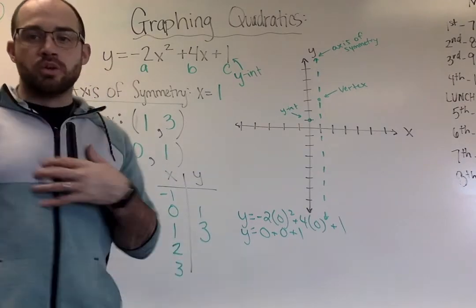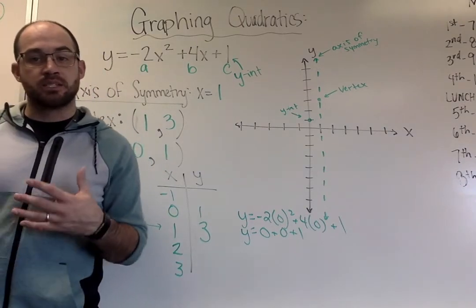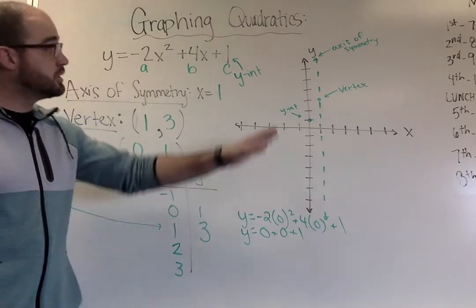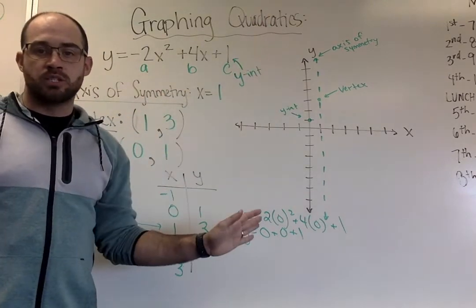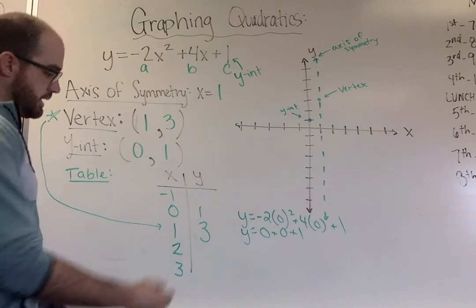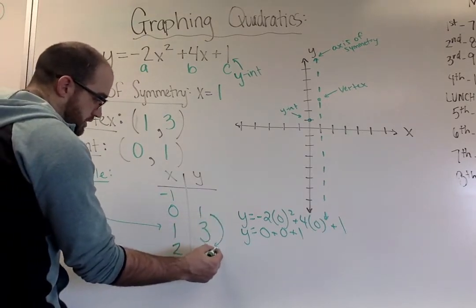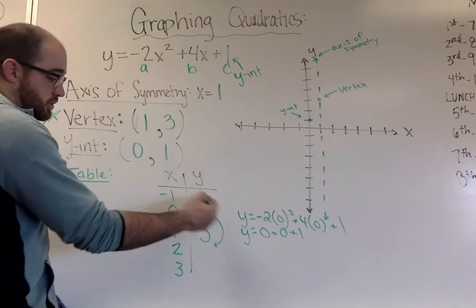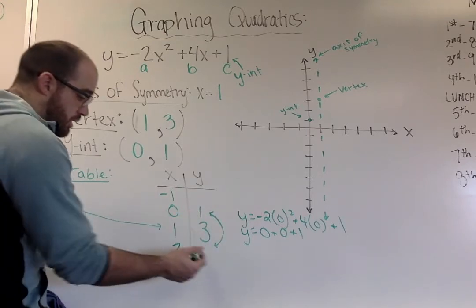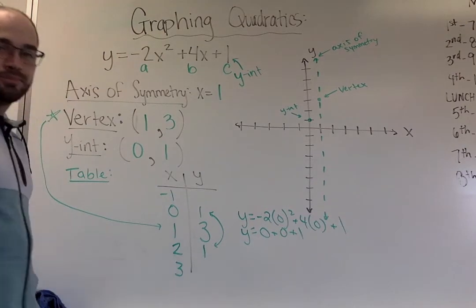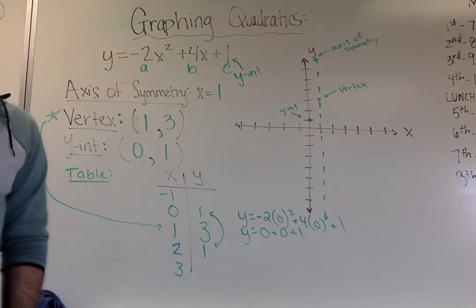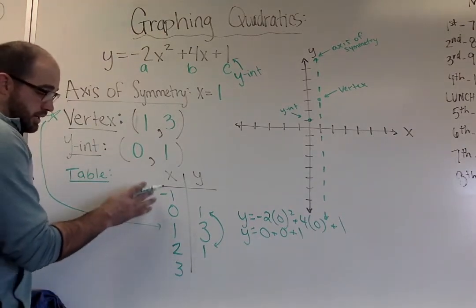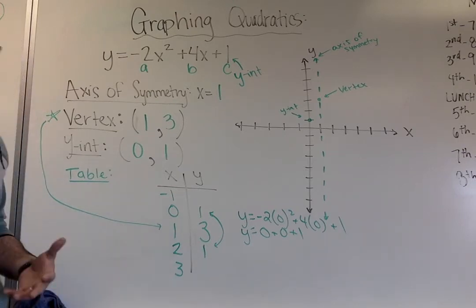The reason this is really nice and easy is that since our graph is symmetrical, we have our axis of symmetry that splits it right in half. Whatever I get here is also going to match on the other side of my vertex. That's why we want the vertex in the middle, because it gives us those other points. So if this is 0, 1, then this one is going to be 2, 1.